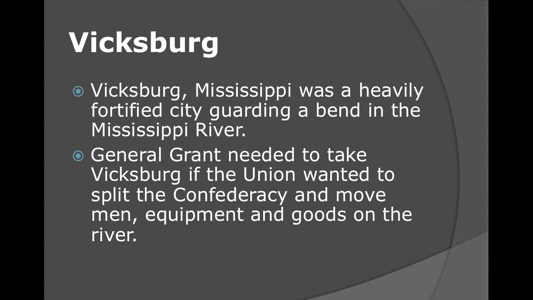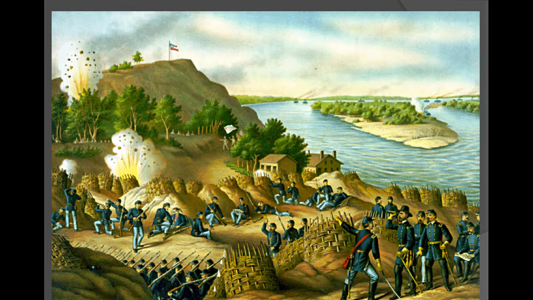And so Grant wants to be able to split the Confederacy, move men and equipment and goods up and down the river. So he needs to take Vicksburg. When you look at this picture, it just kind of gives you a great idea. You can see the Union soldiers that are there sieging the city of Vicksburg, the Confederate flag up on the hill, and you can see how tight of a turn it was out there where the Mississippi River makes this bend. And if you controlled the heights, if you controlled and had guns on the top, nobody would be able to travel up and down the Mississippi.